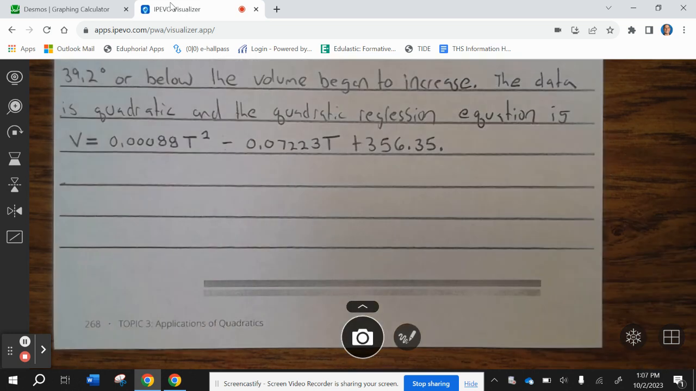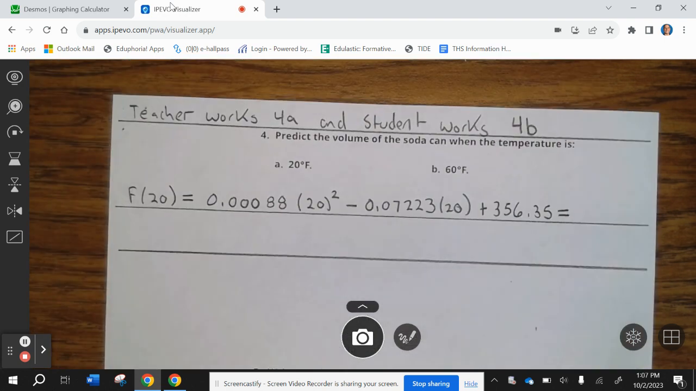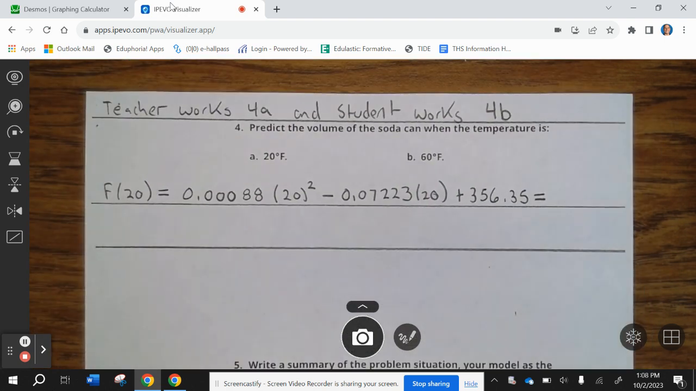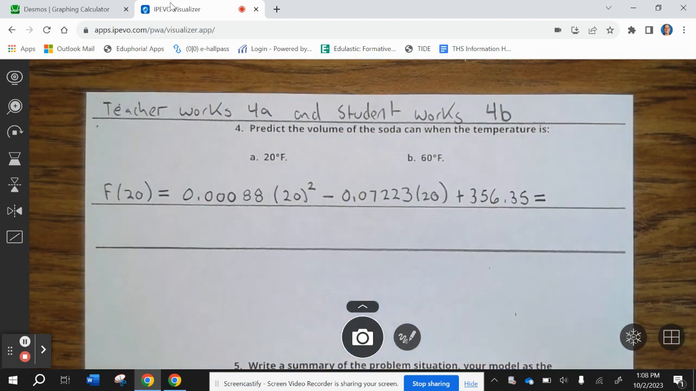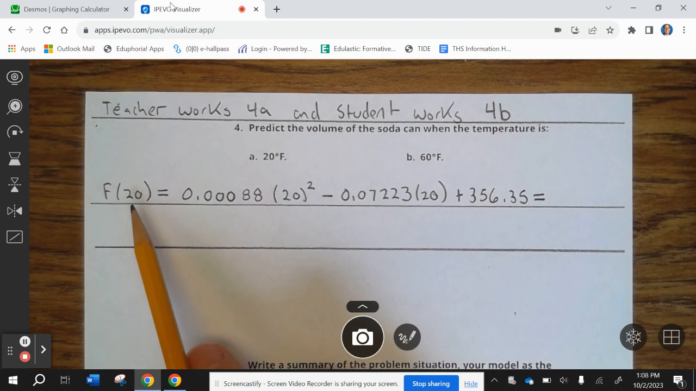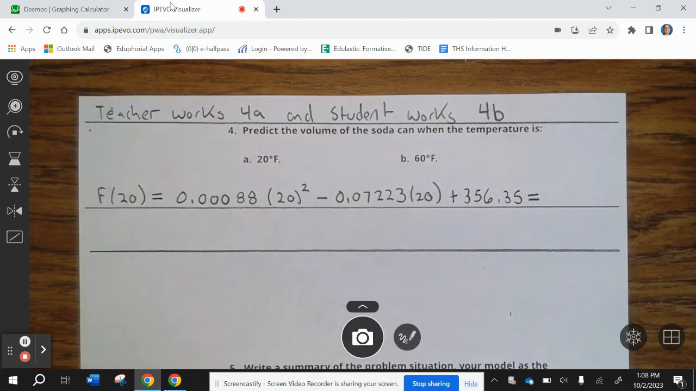Let's take a look at the last page. All right, teacher works 4A and student works 4B. Predict the volume of the soda can when the temperature is 20 degrees and 60 degrees. Okay, so let's go and do 20 degrees. So we're plugging 20 in everywhere there's an x in the function.